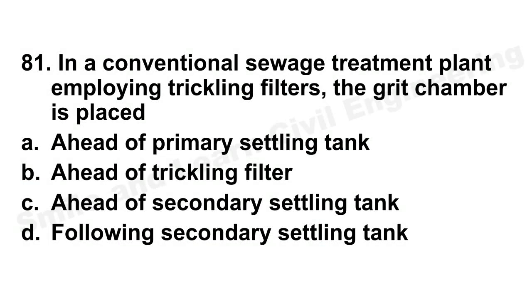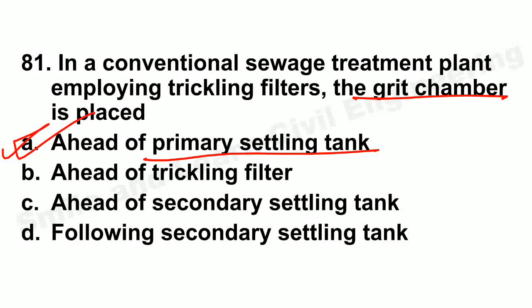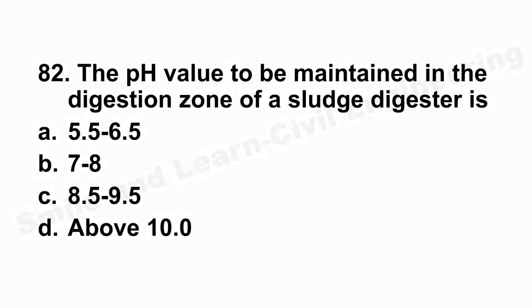In a conventional sewage treatment plant employing trickling filters, where is the grit chamber placed? It is ahead of the PST, the primary settling tank. This is also a repeat question. You will see that in these last 20 questions many have been repeated. I don't know whether this question is okay, but I have got this question from some good source, so I can't ignore this.